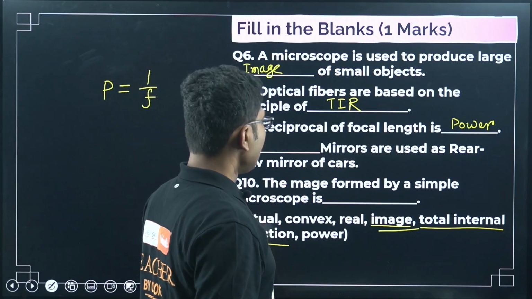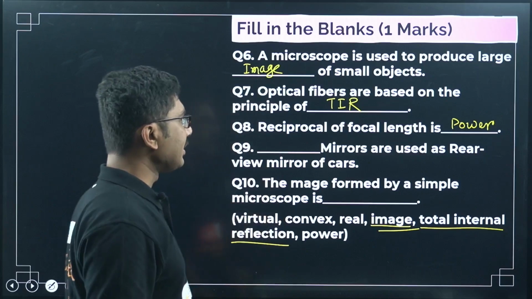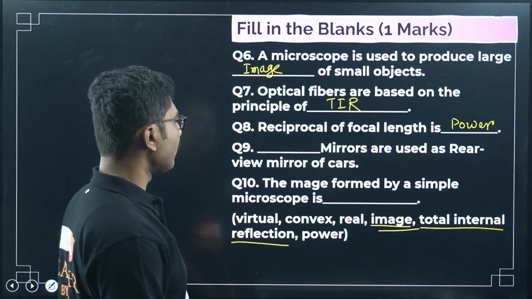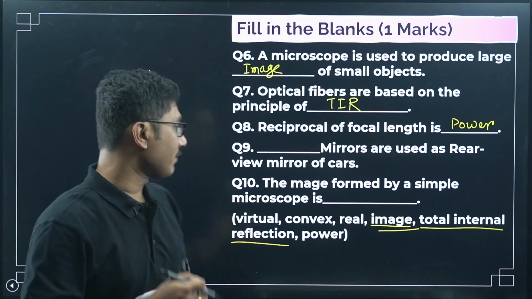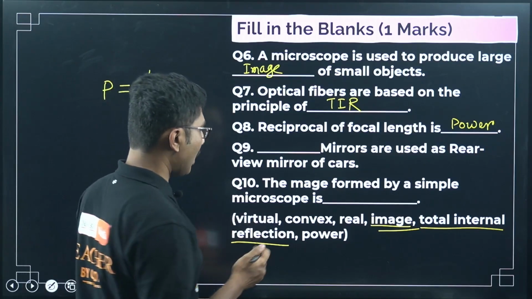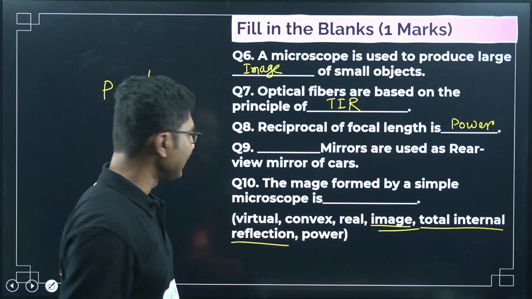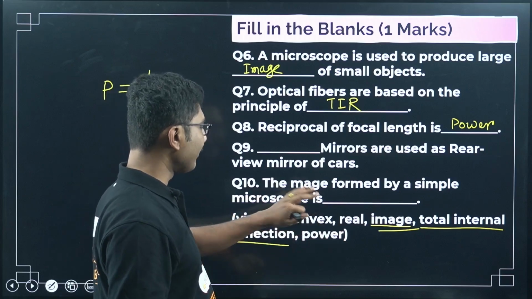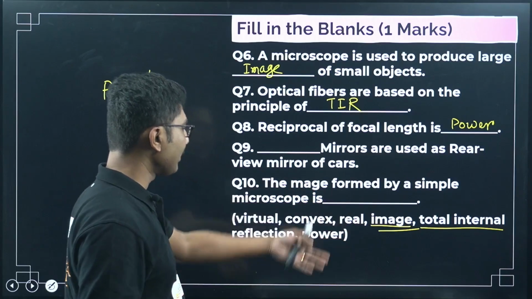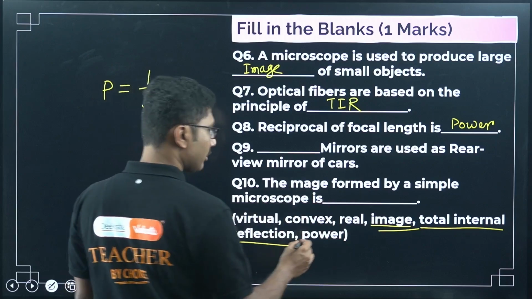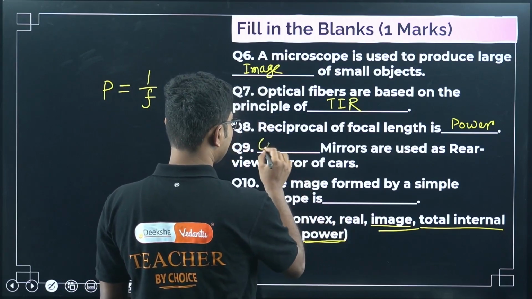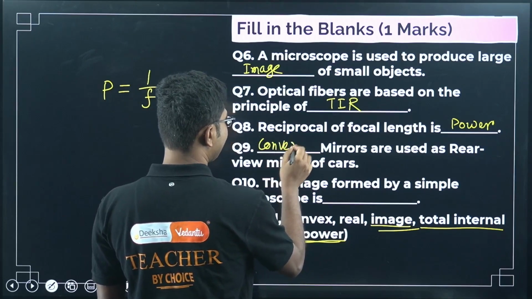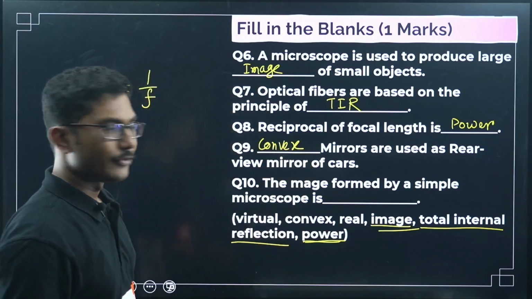Now dash mirrors are used as rear view mirrors of cars. So what type of mirrors are used as rear view mirrors of cars? Okay, if you are wondering, only one mirror is given here. Virtual is not a mirror, convex is a mirror, real is not a mirror, power is also not a mirror, so mark it. Convex is the answer. Convex mirrors are used as rear view mirrors.